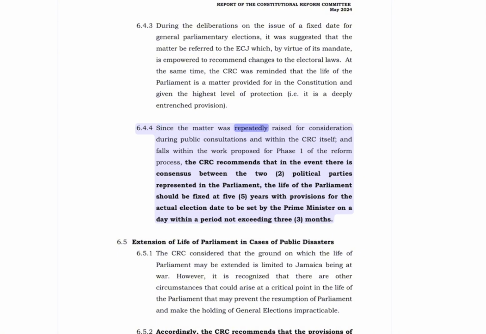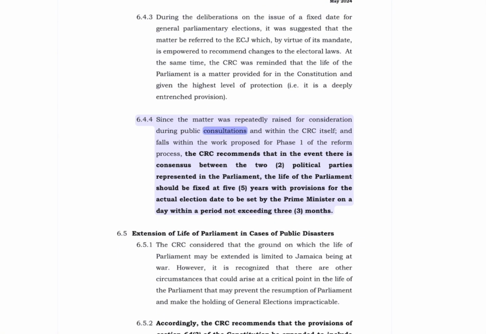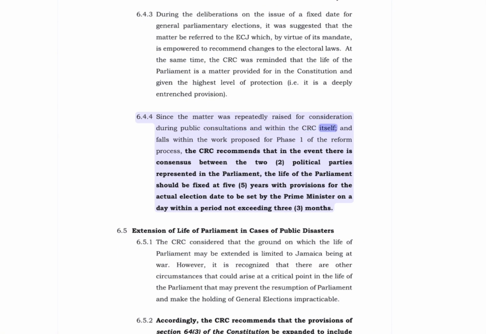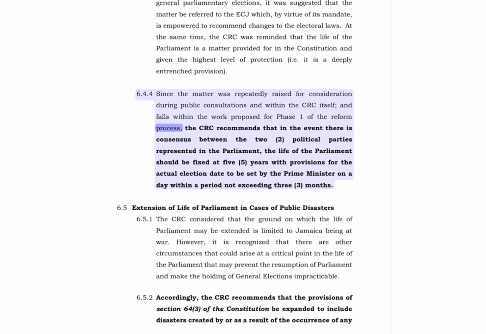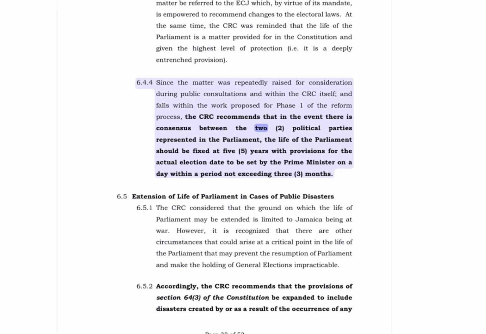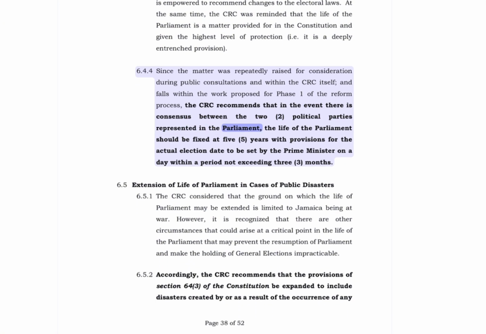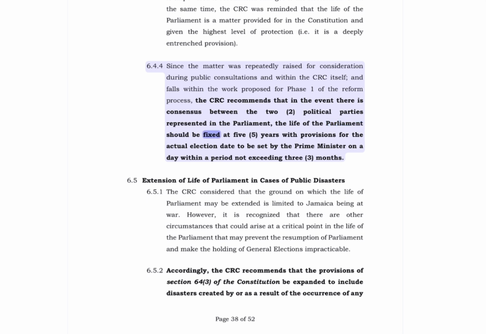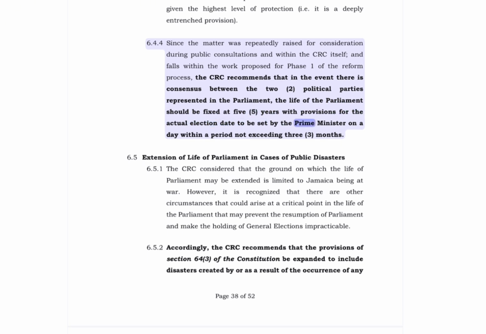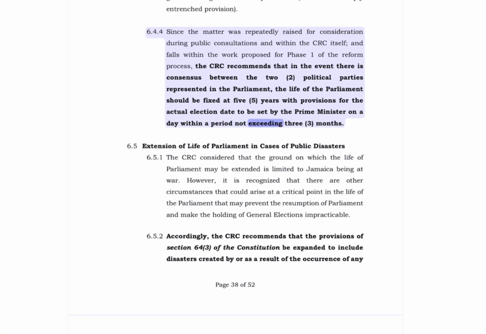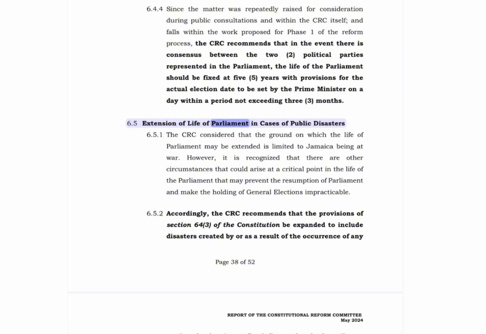6.4.4 Since the matter was repeatedly raised for consideration during public consultations and within the CRC itself, and falls within the work proposed for Phase 1 of the reform process, the CRC recommends that in the event there is consensus between the two political parties represented in the Parliament, the life of the Parliament should be fixed at 5 years, with provisions for the actual election date to be set by the Prime Minister on a day within a period not exceeding 3 months. 6.5 Extension of life of Parliament in cases of public disasters.